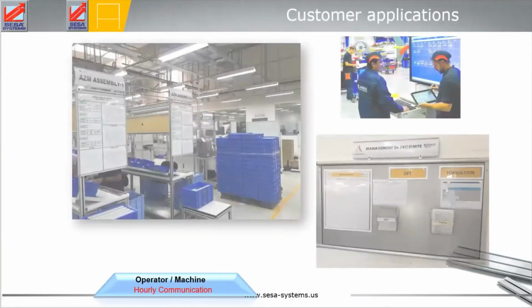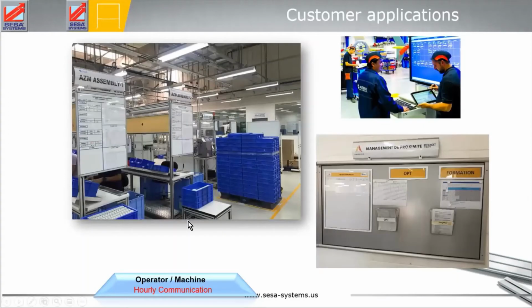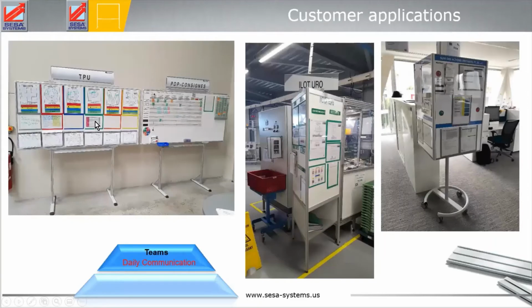So again, quick recap and illustration of how you can set up this kind of short interval meetings with tools such as those provided by SESA Systems and others. At the operator level or the machine level, for hourly communication, you see these examples of whiteboards. They're all structured in a standardized way. And here you see the digital equivalent, by the way, with a tablet. And then at the team level for daily communication, these kinds of boards are very popular, especially the four-sided whiteboard called Top Info from SESA Systems.